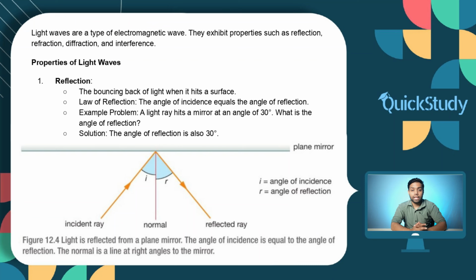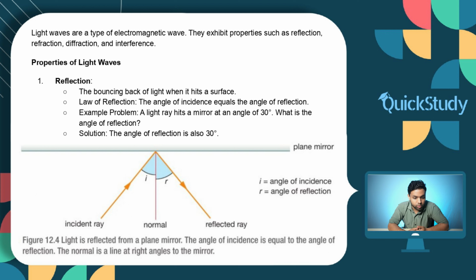Today we will start another topic of GCSE Physics, and our topic for today is light waves. Light waves are a type of electromagnetic wave. We have already learned about electromagnetic waves in our previous video. They exhibit properties such as reflection, refraction and diffraction. Let's look into these properties.